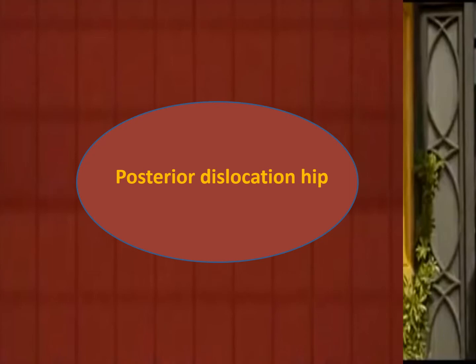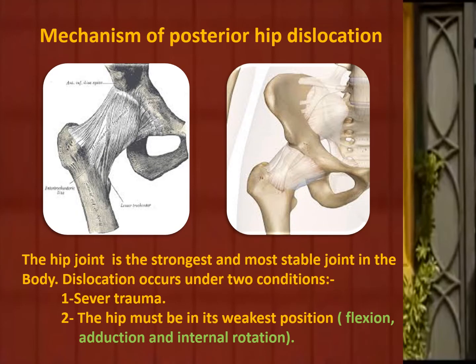We have to start with posterior dislocation hip. The hip joint is the strongest and the most stable joint in the body. For this strong, very stable joint to be dislocated, we must have number 1, severe trauma, number 2, the hip must be in its weakest position, which is flexion, adduction, and internal rotation.